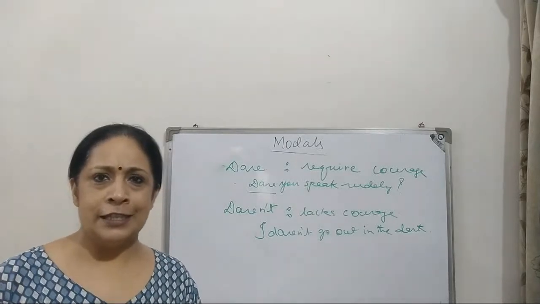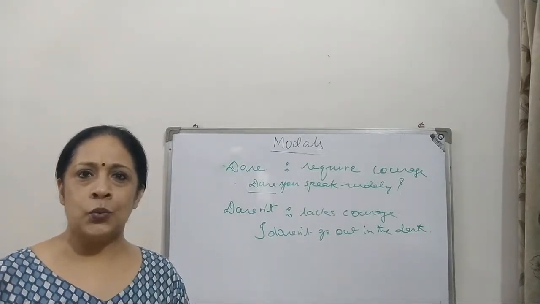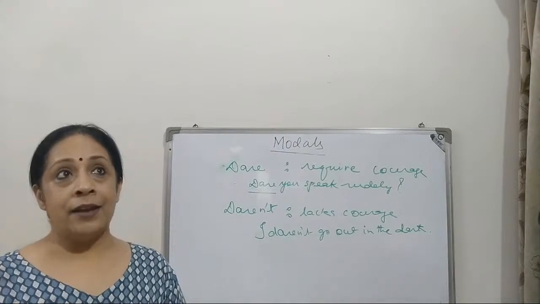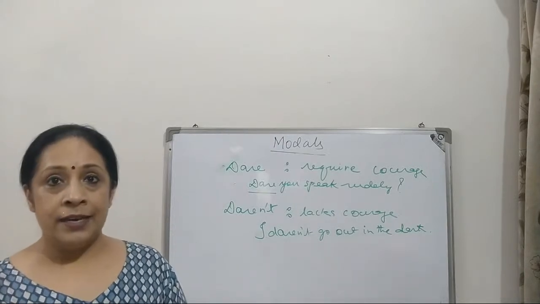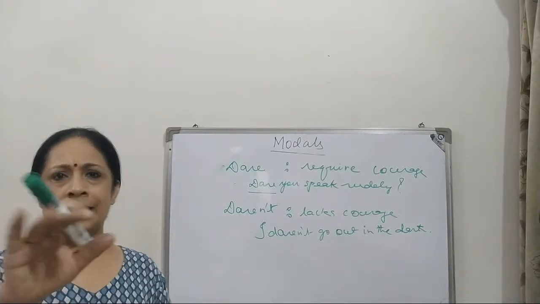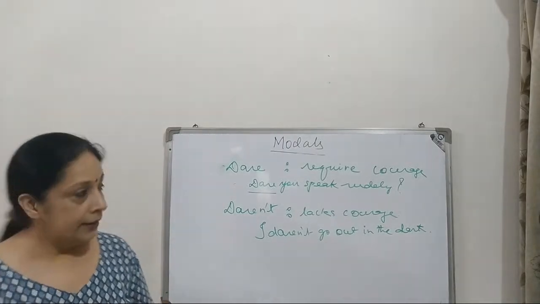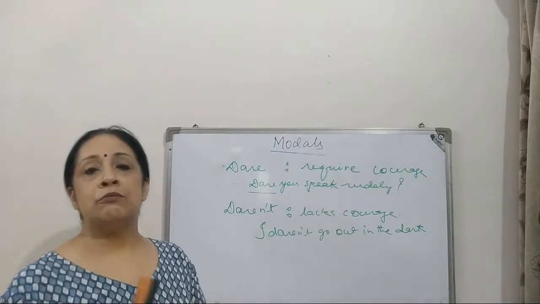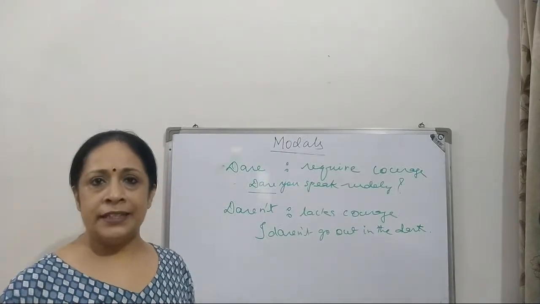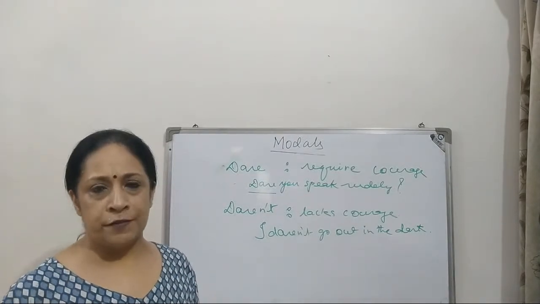He daren't fight in the war. You dare to touch it. Or dare not touch the crocodile. You daren't go near the crocodile. Yes, this was there, I think, in your last year book. Alright, so these were the modals. If anyone has numbered them, I think there must be 12 or 13 of them.